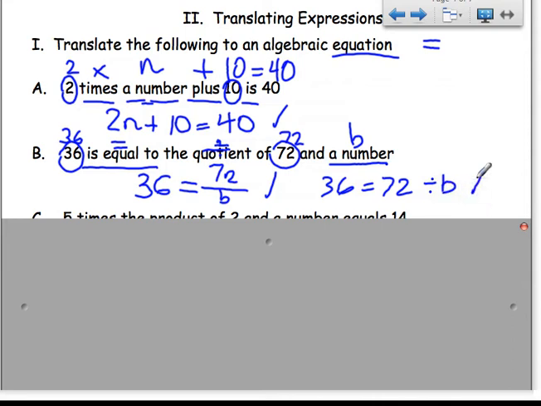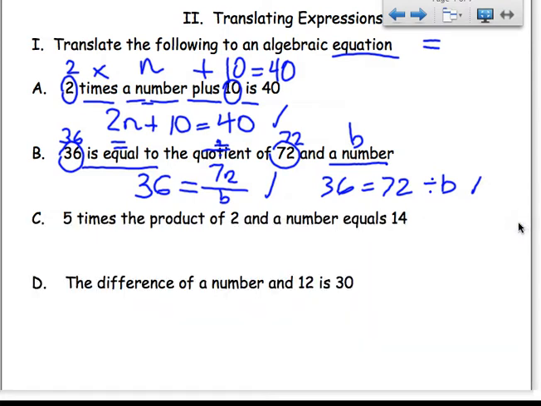Okay, now I'd like you to try. Please translate these two expressions into equations. Stop the video here, press play when you're ready to check your answer.